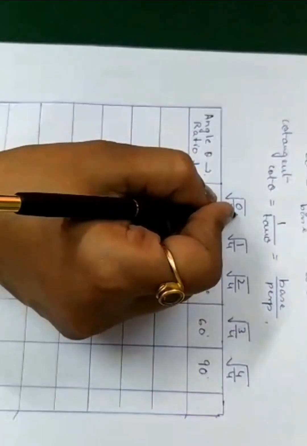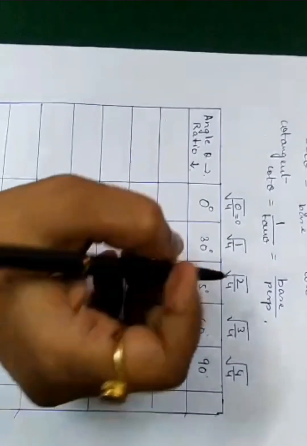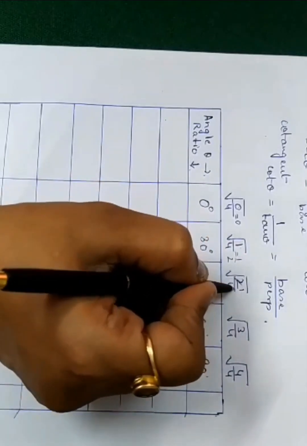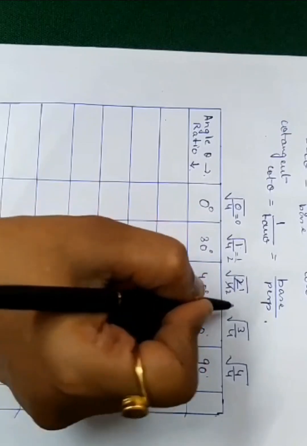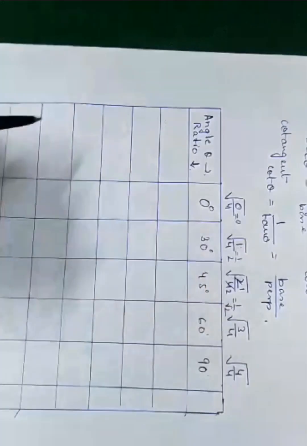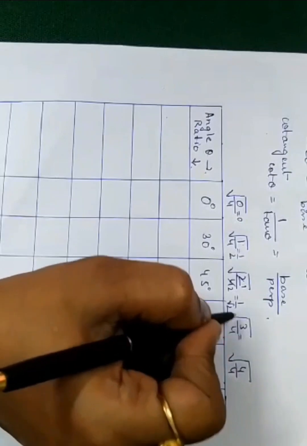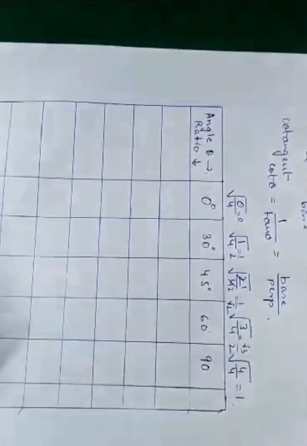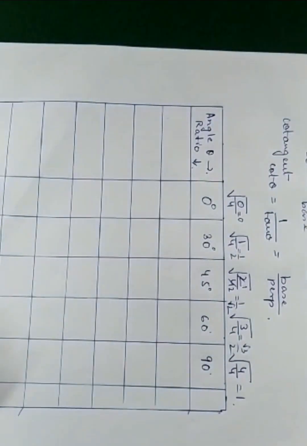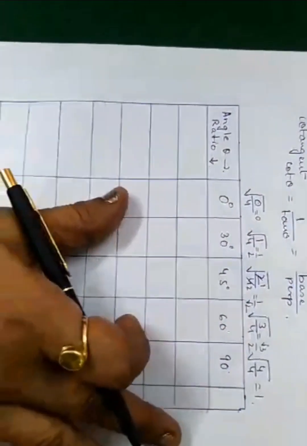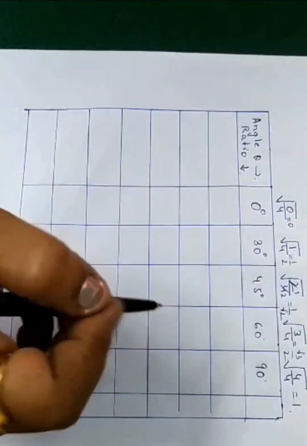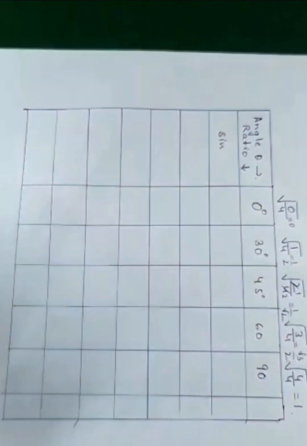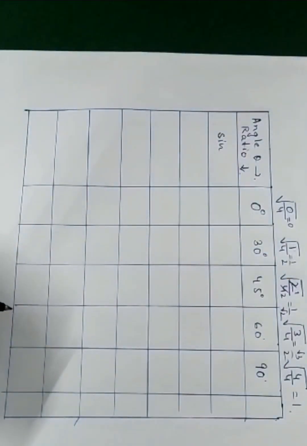Now 0 by 4 is 0. Square root of 1 by 4 is half. Square root of 2 by 4 is 1 by root 2. Square root of 3 by 4 is root 3 by 2, and 4 by 4 is 1. After writing down these values, it becomes easy for you to find out the value of each of these trigonometrical ratios. The first one is sine.